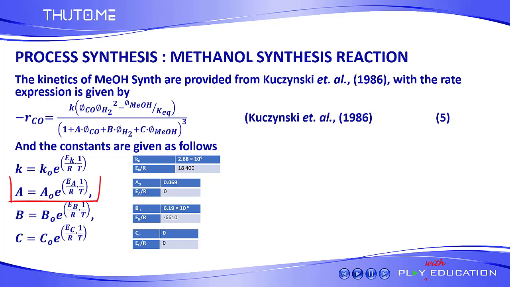Adsorption constants are also given as functions of temperature. Also note that the constant given is the adsorption energy over R instead of the adsorption energy itself. So keep note of that. It will become important once we start working with Chemcad, because we will need to correct this term. Chemcad expects the term to be EB, not EB over R. So you will need to multiply by R, which is the ideal gas constant, or the universal gas constant.